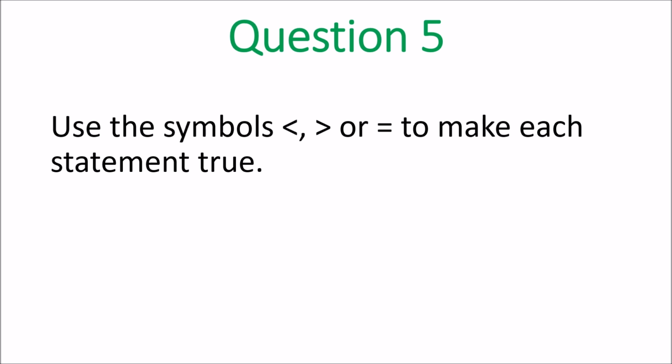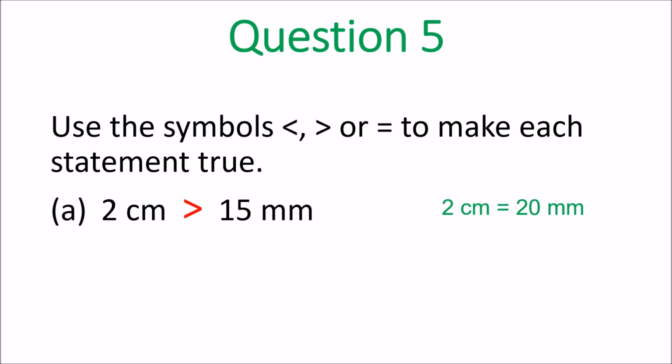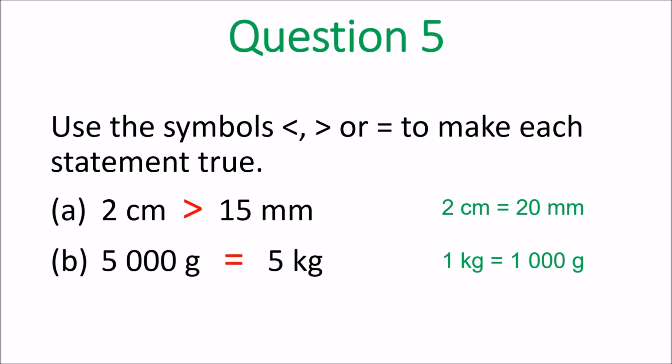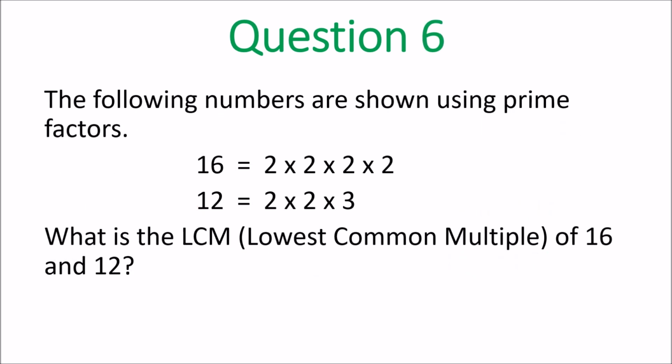Question 5, use the symbols to make each statement true. We know that 1 centimeter is 10 millimeters, so 2 centimeters is 20 millimeters, and 15 millimeters is 15. So 2 centimeters is greater than 15 millimeters. Now we know 1 kilogram is 1,000 grams, so 5 kilograms is 5,000, so it's equal. Got it? Good.